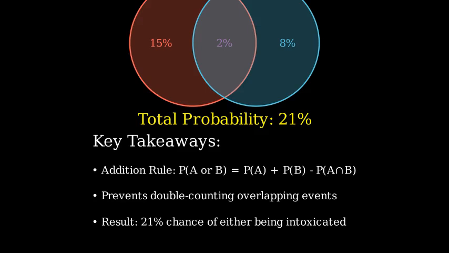This demonstrates how the addition rule helps us calculate probabilities of either/or scenarios while avoiding double counting overlapping events.